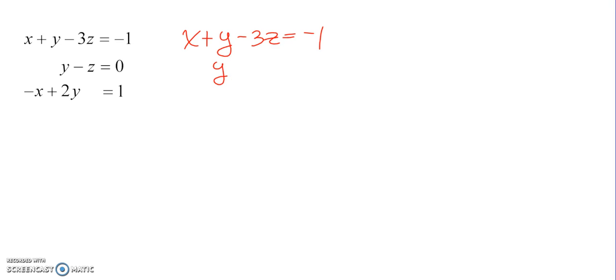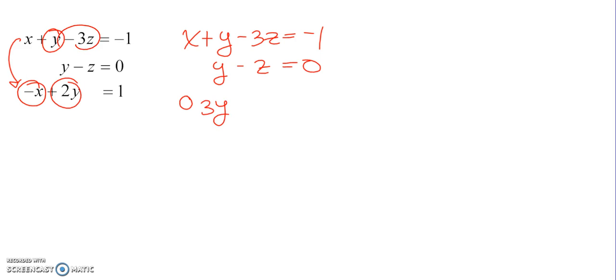We have y minus z equals 0. And now the goal is to get 0 here. The way I would do that, I'd take the top equation and add the bottom equation. I don't even need to multiply the top equation by anything because x and negative x are going to add to 0. In the middle, I add y and 2y, that's going to be 3y. Negative 3z and nothing is negative 3z because we're adding. And negative 1 and 1 is 0. Good, so I got the 0 that I wanted here.